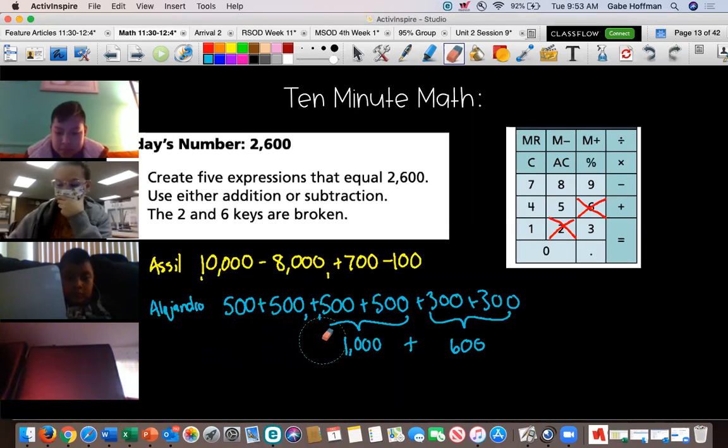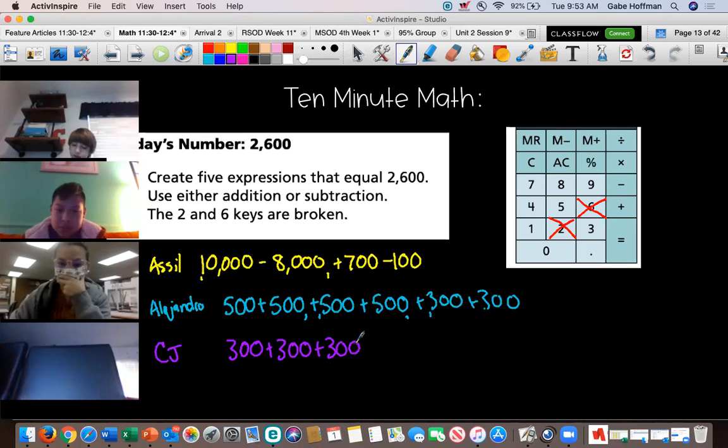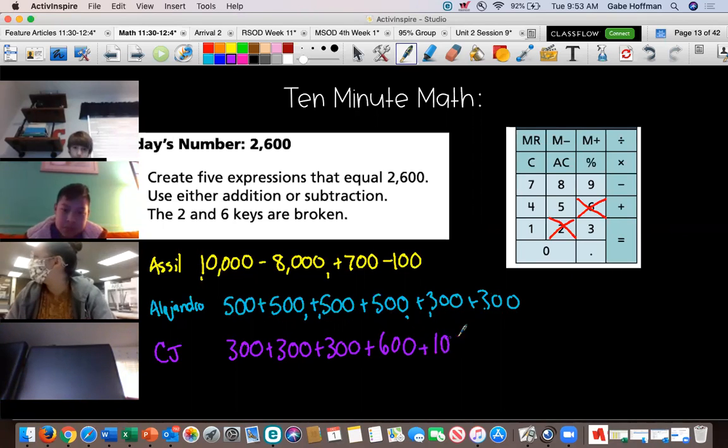How about one more? Do we have one more person who's willing to be a risk taker and share? CJ, go for it. 300 plus 300 plus 300 plus 600 plus 100 plus another 100 and another 100 plus 1,000. Is that it? Minus 300.